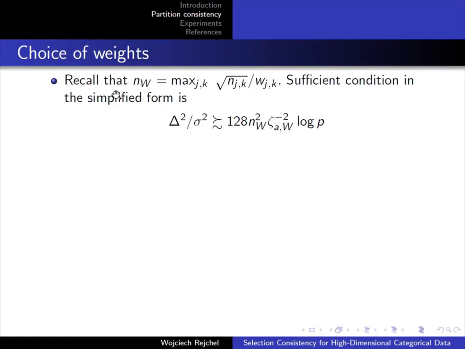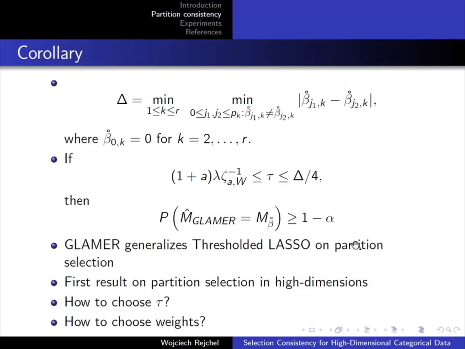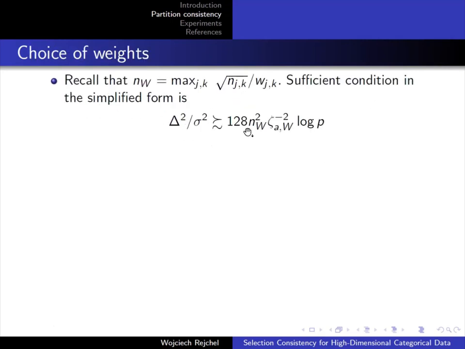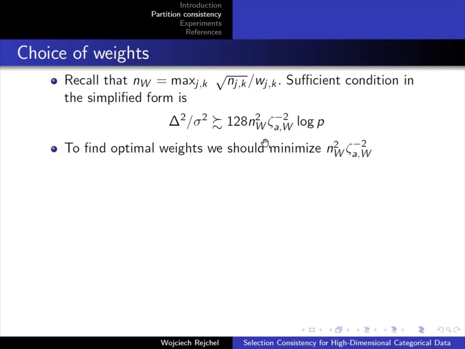restricted scenario. First, I recall to you that this is the NW, and the sufficient condition, if you take it in the simplified form, looks like that. There is some constant, there is this number which depends on weights, the second number which depends on weights, and the logarithm of p. So if you want to find optimal weights, you should minimize this with respect to the weights. And as I told you, this is quite difficult, because generally speaking, it is difficult to calculate this cone invertibility factor. But we tried to solve this problem in a very restricted scenario.